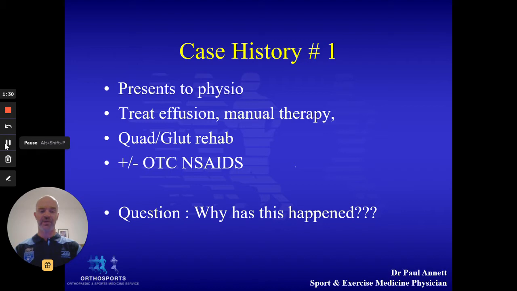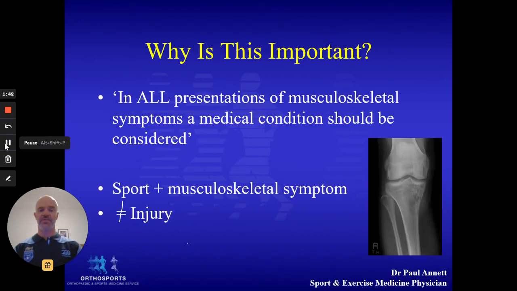He's a young man, 25, unlikely to have osteoarthritis in the knee. There's been no significant history of traumatic event, yet he's presented with a knee effusion for no obvious reason. The importance of this is that I would consider in all presentations of musculoskeletal symptoms, a medical condition should be considered. Just because a patient plays sport and develops a musculoskeletal symptom does not always mean that it's due to injury. And just because an 11-year-old boy plays soccer and develops knee pain doesn't mean that he's had an injury. He may simply have a more sinister problem going on there, such as a bone tumour.